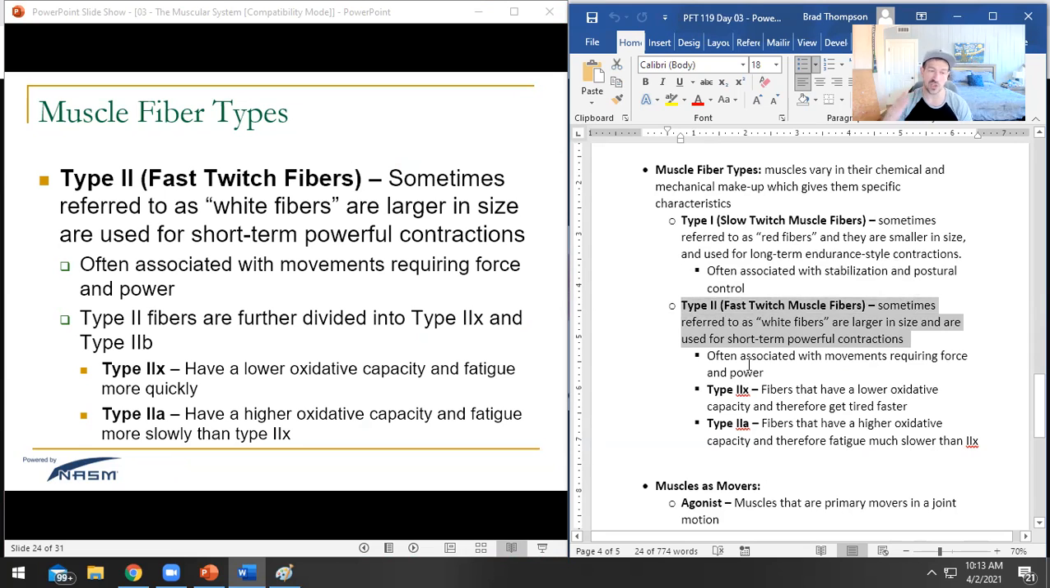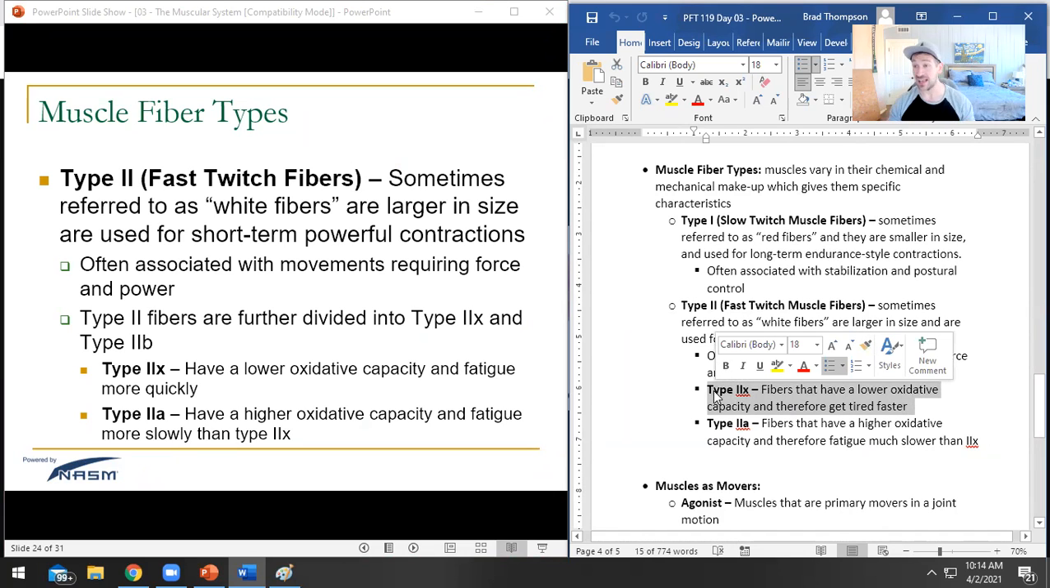And then we do have a subcategory here, which are going to be your type 2A fibers or your type 2X fibers. So type 2X fibers, think X, think extreme. These are the fibers that really have a really low oxidative capacity. They really don't get a lot of blood flow, and they get tired really quickly, but they have a lot of motor units inside of them. So these are your true fast twitch fibers.